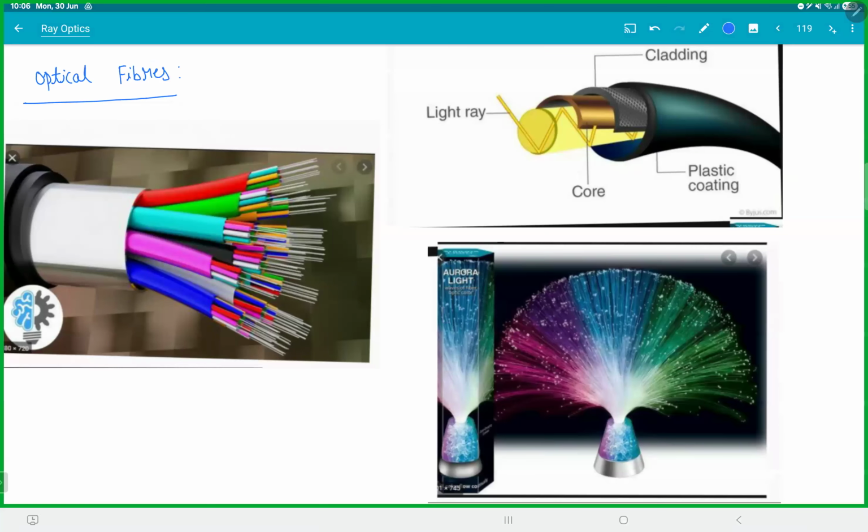You put a bulb there and you put optical fiber, the light simply goes through each of them. That's actually the light going through them. They're not colored. Never seen this? If you've ever been to any fair or beach, you will find stuff like this.